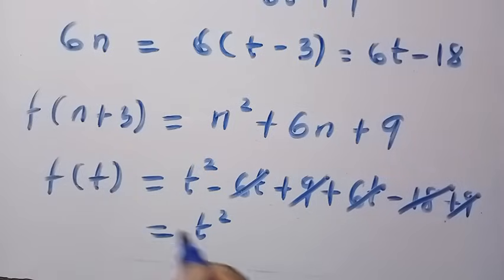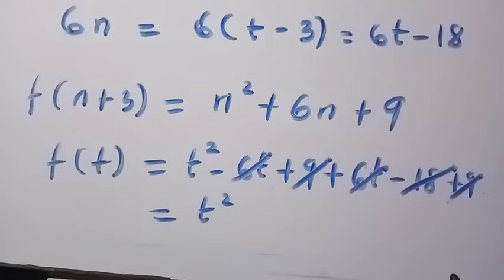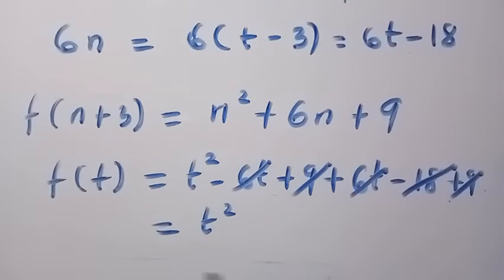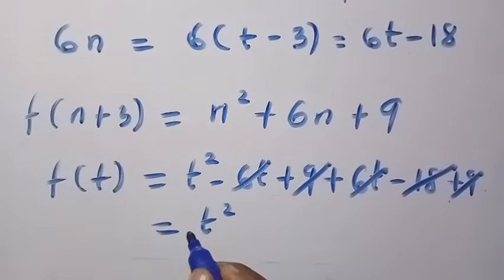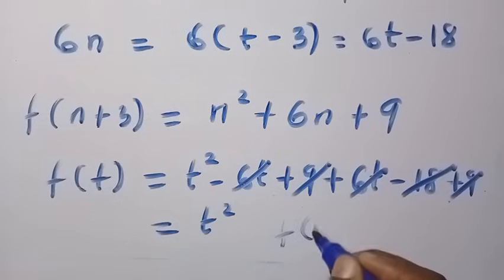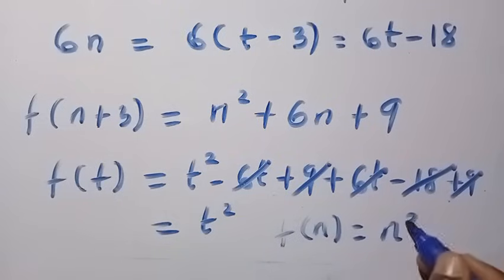Then by changing t to n, we have our f of n, which gives us the result that we got above. By replacing t with n, we have f of n equals n squared. So this is how we solve this problem in 2 different methods.